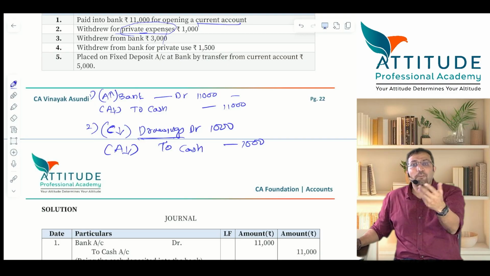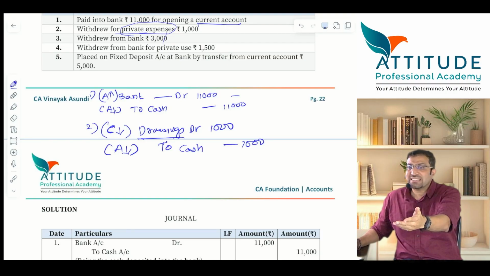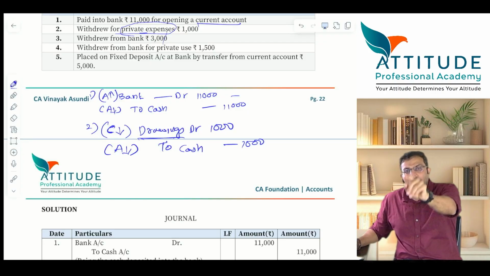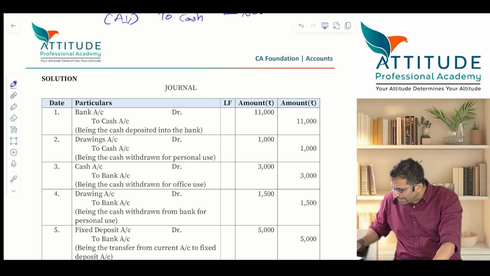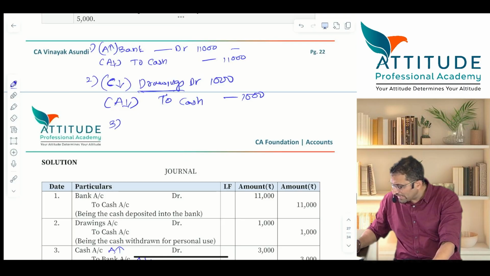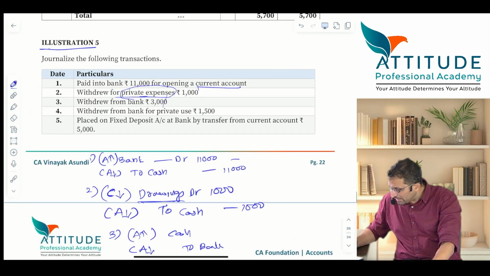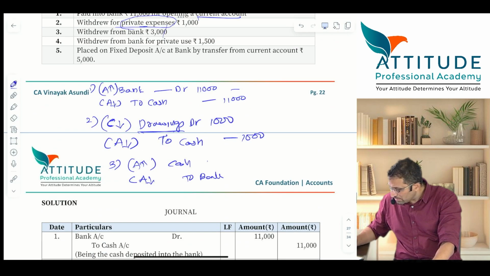Now, withdrew from bank for what purpose is not given. But you are withdrawing cash from bank. So business के अंदर क्या आ गया? Cash. और बैंक बैलेंस कम हो गया. Yes. So third one, देखो इधर, cash account debit, asset increases, bank account credit, asset reduces. Is that clear? So third one के लिए क्या आएगा? Asset increases what? Cash. 2, bank. Bank balance कम हो रहा है, asset reduces. Amount कितना है? 3,000. All of you got it?